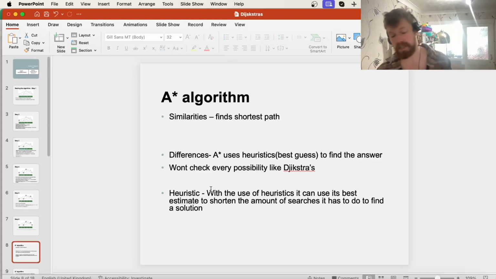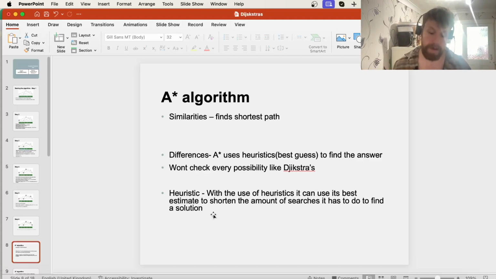And it's trying to shorten the amount of searches it has to do to find the solution. Sometimes this is unavoidable, and it is going to have to check every single node, like the example that I'm going to show you. But the principle of A-star, and why it's slightly different from Dijkstra's, is to try and find a general rule of thumb that is going to give us a good guess to finding the solution, so that we don't have to do as many searches. In some situations it is going to check every single possibility, but in other situations it won't. So those are some of the main differences.